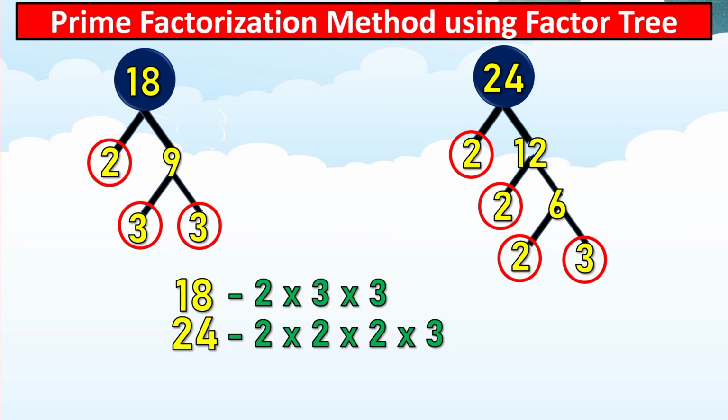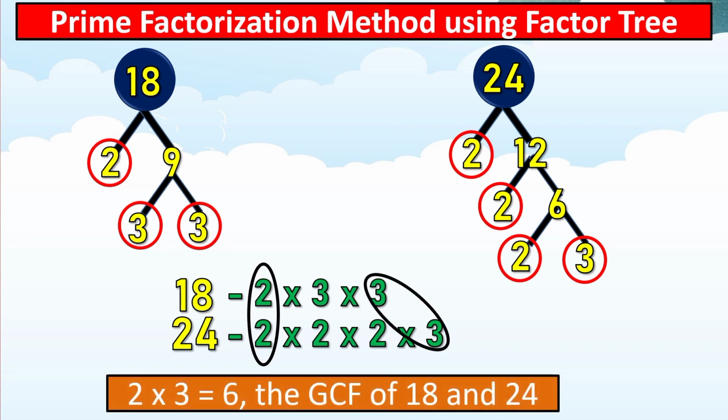Now, let's look at the prime factors of 18 and 24 and encircle their common factors. The common factors are 2 and 3. Lastly, let's multiply 2 and 3 to find the GCF. 2 times 3 equals 6. Thus, the GCF of 18 and 24 is 6.